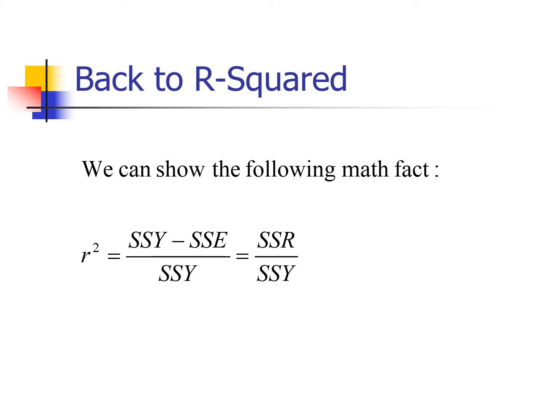We can take that and come up with another math fact. Again, I'm not going to spend time to prove it, although in this case it's not particularly challenging to prove. Again, it's just more tedious algebra. We can take those formulas from the previous slide, SSY minus SSE over SSY, which is equivalent to SSR over SSY. You should be able to see that equivalency fairly easily, right? Because SSE plus SSR equals SSY.